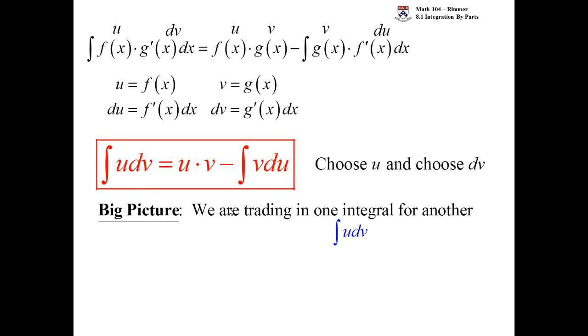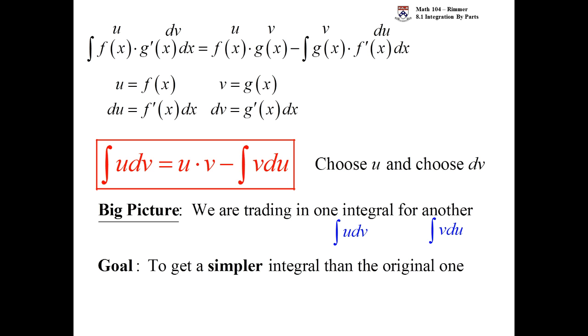The one integral that you have, the integral of u dv, is traded in for the integral of v du. It really makes sense to do it only if it's going to be something that's simpler. If you trade in for something that's more complicated, then you're not progressing. And so what we need to do is figure out how we can make sure that the one that we're trading in for is simpler. And here are two ideas that will help you out.